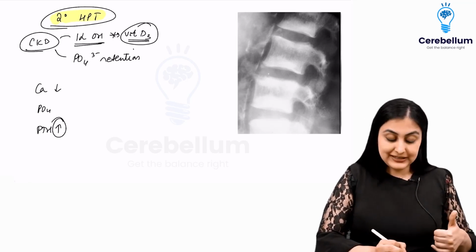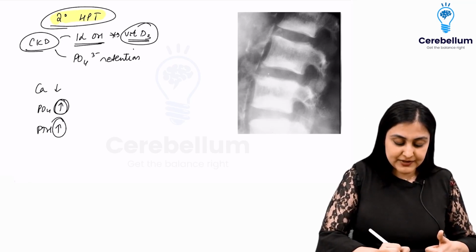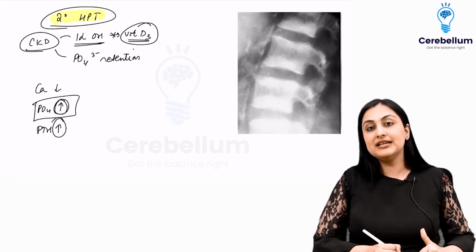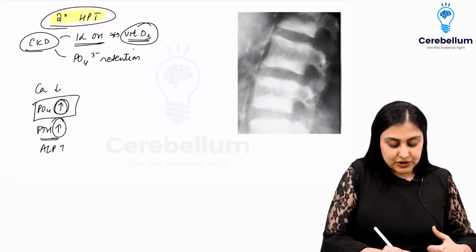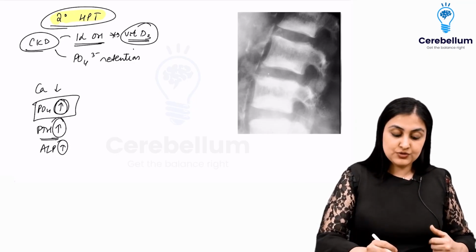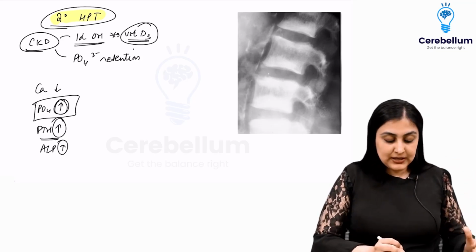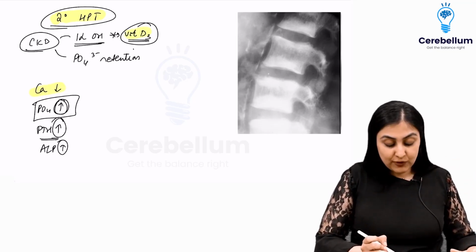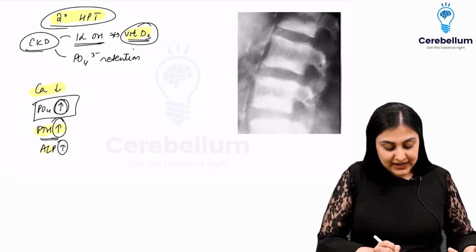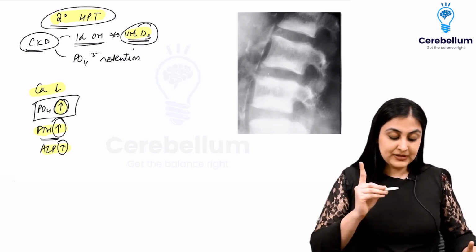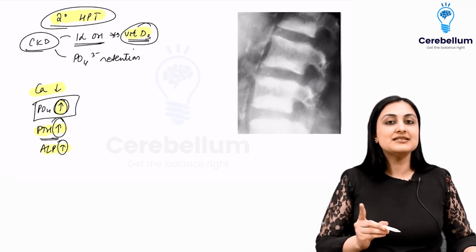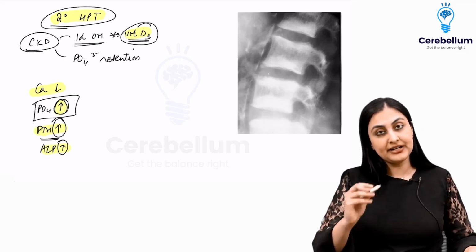And most importantly, you want to remember that phosphate here is going to be high because the kidneys can't excrete them, and because PTH is high, ALP is also going to be high here. Okay, so remember this in two concepts. Calcium is low because vitamin D is not forming. That's why PTH is high and that's why ALP is high. But then phosphate here is increased because the kidneys are unable to excrete the phosphate out.